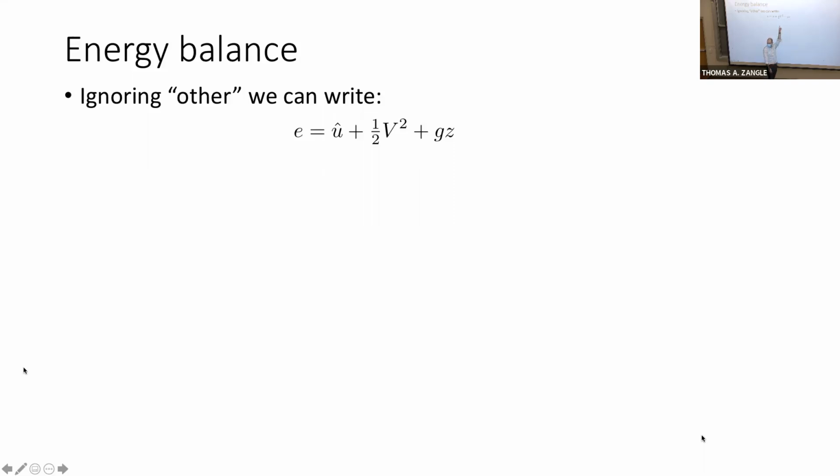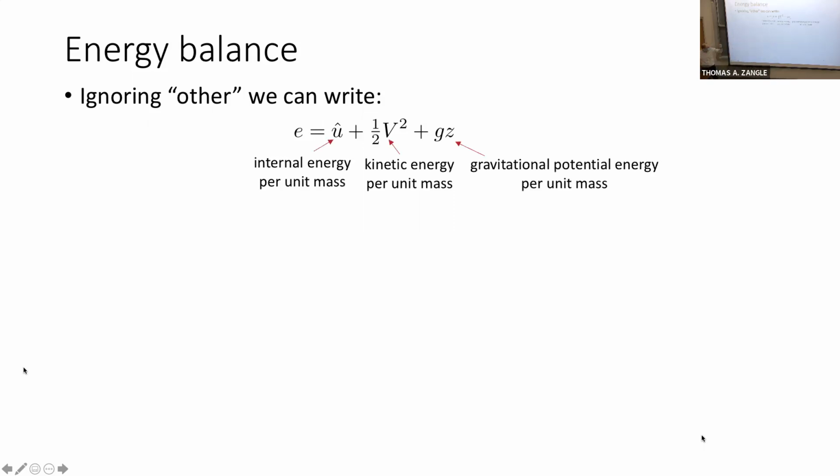Same thing for a fluid. And similarly, our gravitational potential energy per unit mass is gz. Total energy would be mgz, but per mass we just get gz. So now we can track those three terms: internal energy per unit mass, kinetic energy per unit mass, and gravitational potential energy per unit mass.